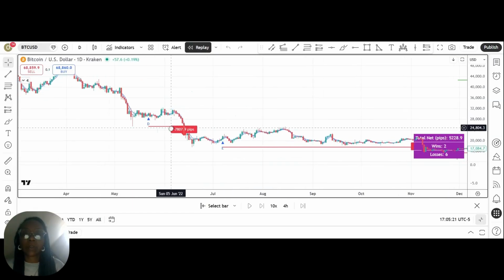So yes, it did go down a little bit. If we look back at that long, we tried to come in again at around 21, and I have a stop loss at 17. So okay, we're going to see if it pushes up again, and if it goes down to 17,000, we'll get out and try again.